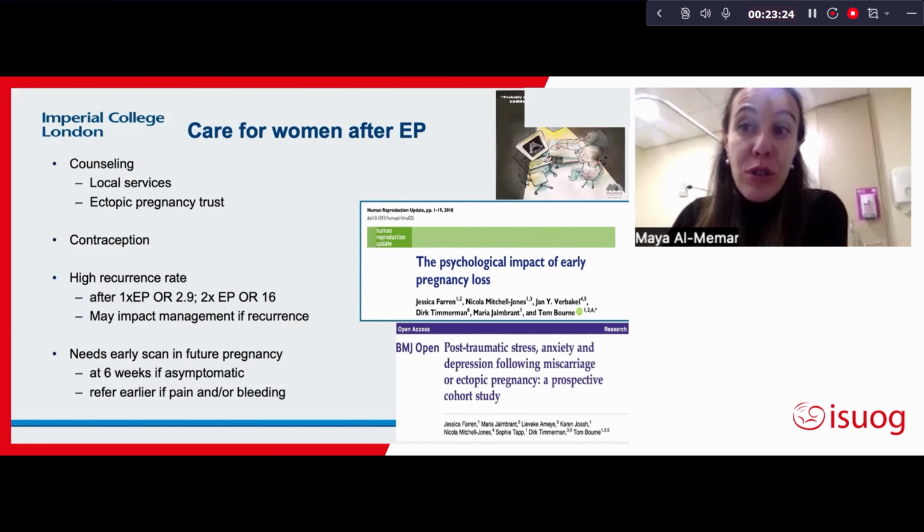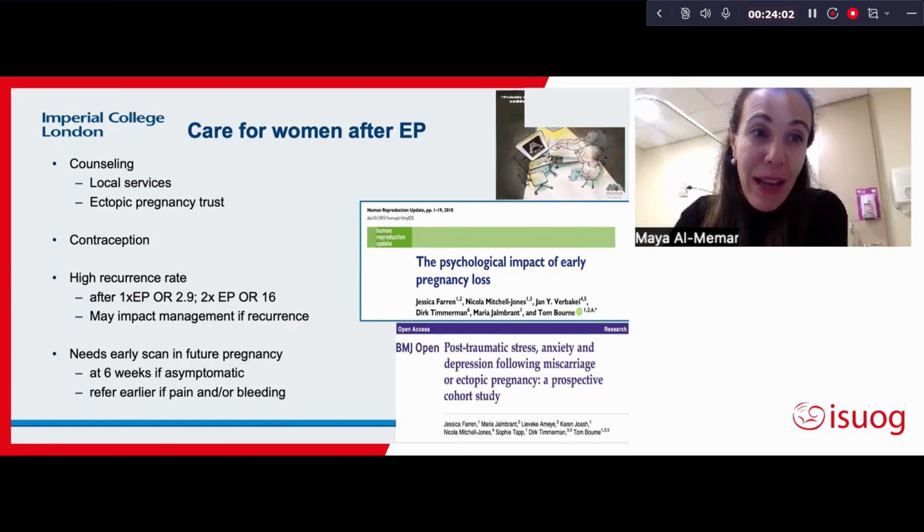It's critical to be mindful and aware that there is a huge psychological trauma that can be associated for women who suffer from ectopic pregnancy. And we know from data from Imperial College under Professor Bourne that in those with early pregnancy loss, be it miscarriage or ectopic pregnancy, 1 in 6 women will suffer from significant psychological distress and PTSD symptoms. So it is important that we consider this when caring for women.